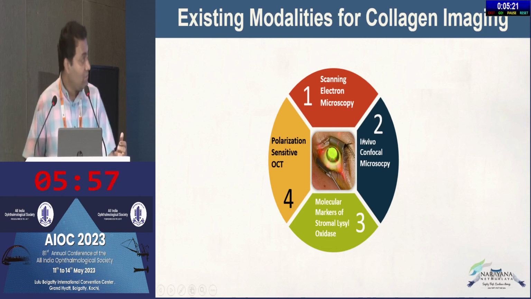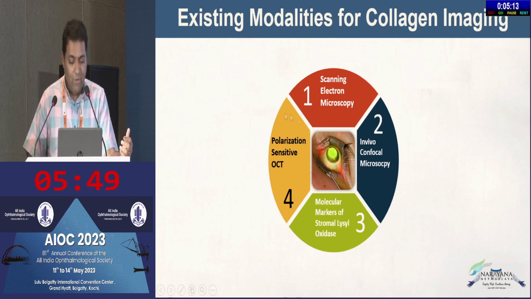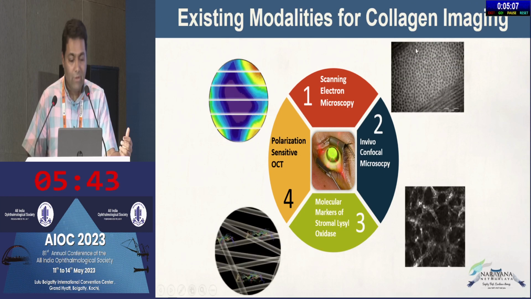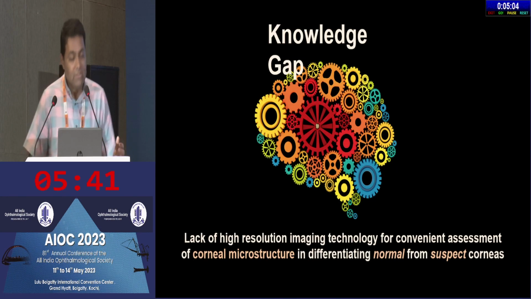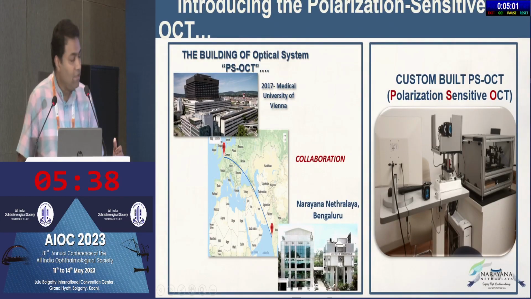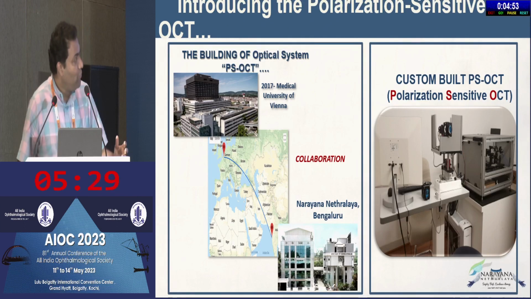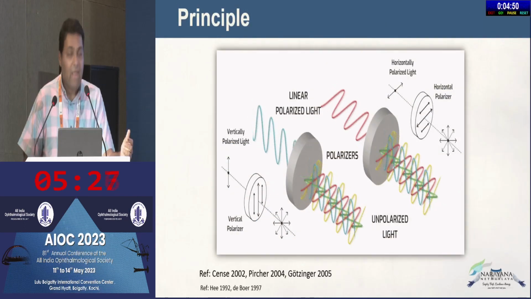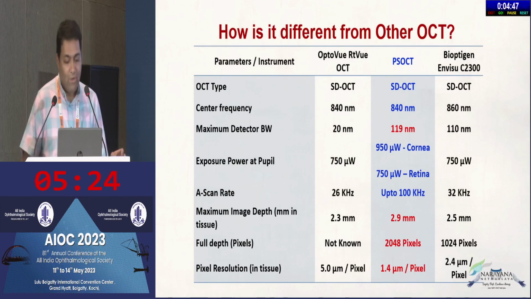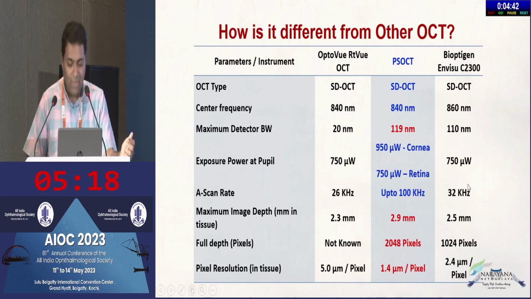These are the existing modalities. Confocal microscopy does not give it, as the resolution is not good. Scanning electron microscopy is not possible on live imaging. So we thought of using the principle of a polarization OCT, which we wanted to build. There is a huge knowledge gap, which I already mentioned. It took us close to 6.5 years to work on this and come out with this prototype machine, where we are able to look at the properties of the collagen using birefringence. This is still a prototype, but we are in the process of making it commercial.